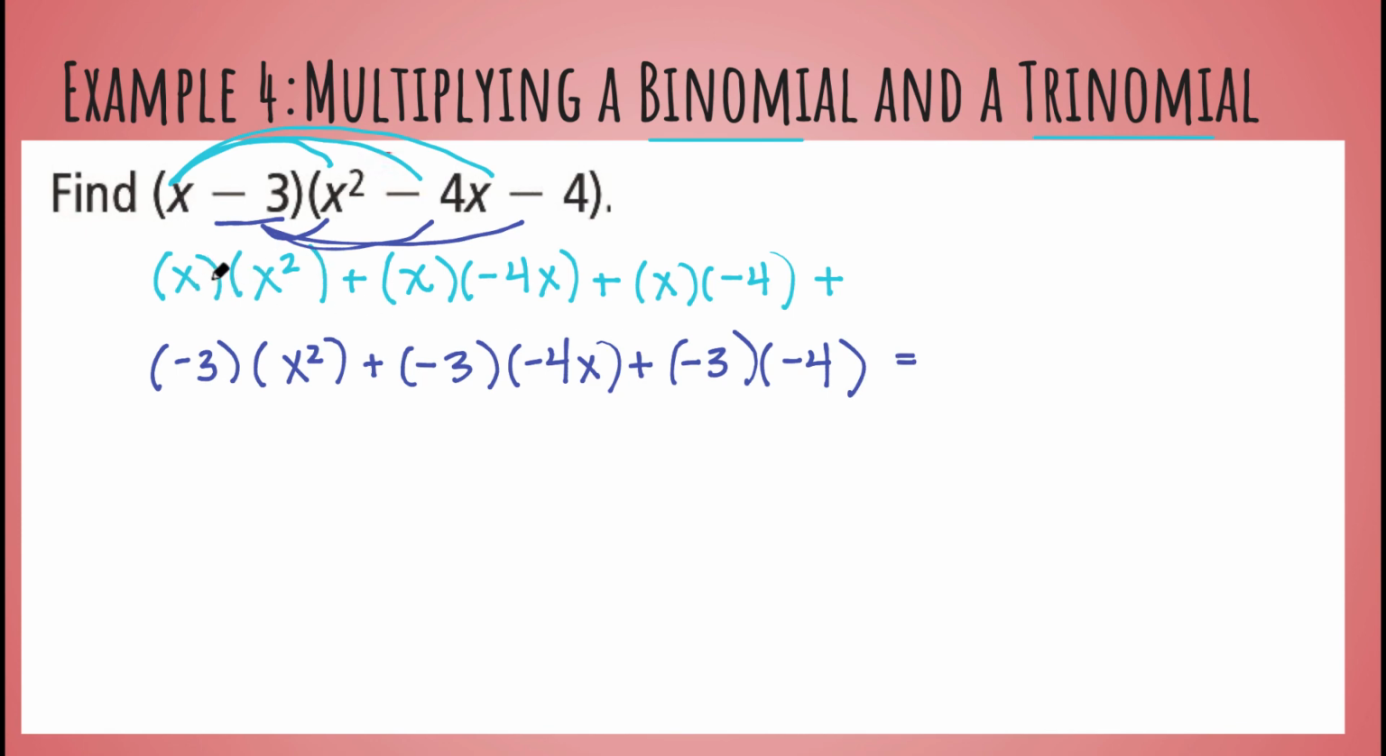So when I multiply x times x squared, I get x cubed. x times negative 4x is negative 4x squared. And then x times negative 4 is negative 4x. I have negative 3 times x squared, so that's going to be negative 3x squared. Negative 3 times negative 4x is a positive 12x. And then negative 3 times negative 4 is a positive 12.